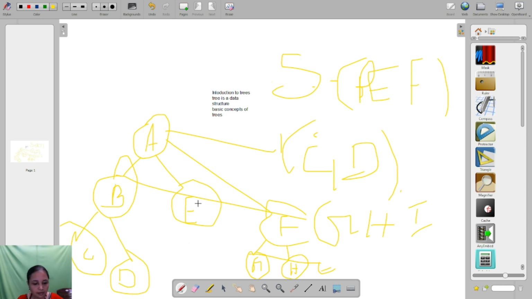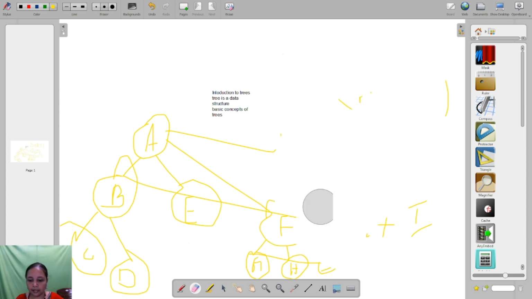So siblings. The next one is leaf. What are the leaves available in this tree? A leaf is a node that doesn't have a child. So that one is called a leaf node. The last nodes are called leaf nodes: C, D, G, H and I. These nodes don't have a child. That one is called a leaf node.